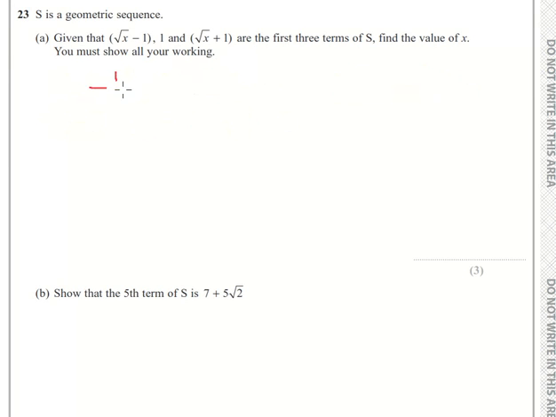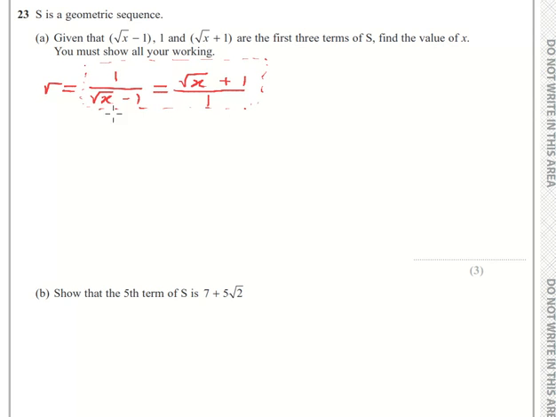1 divided by root x minus 1. That's the common ratio for this sequence. That's what you're timesing by each time. But that should also equal root x plus 1 divided by 1. And now I have an equation with just one unknown in it. So what I can do is just look at this part of the equation and try and solve it.